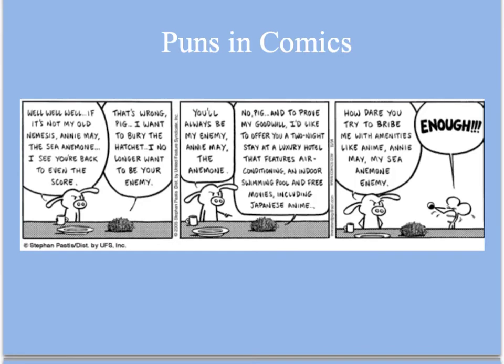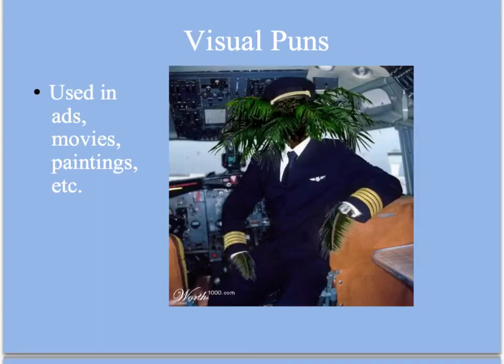Comics obviously use a lot of puns because, well, their intent is to be humorous. And Pearls Before Swine especially is known for their good pun endings. And this pun specifically is based on words that sound similar. So you combine them all together to make a ridiculous string of words that sound the same. How dare you try to bribe me with amenities like anime, Annie Mae, my sea anemone enemy. And there's the obvious string of words that sound very similar and is kind of ridiculous, but adds some fun because it's just so over the top.